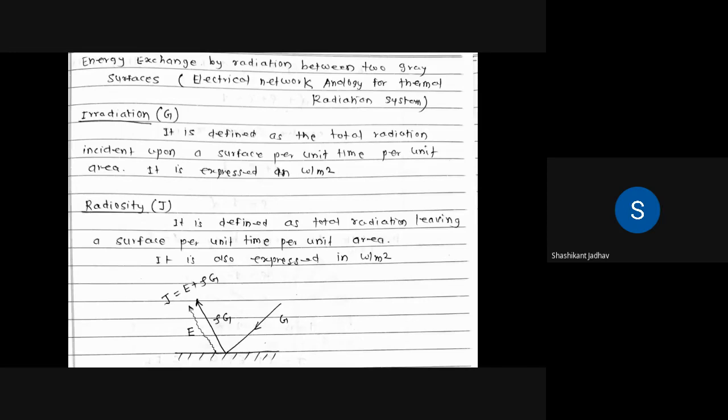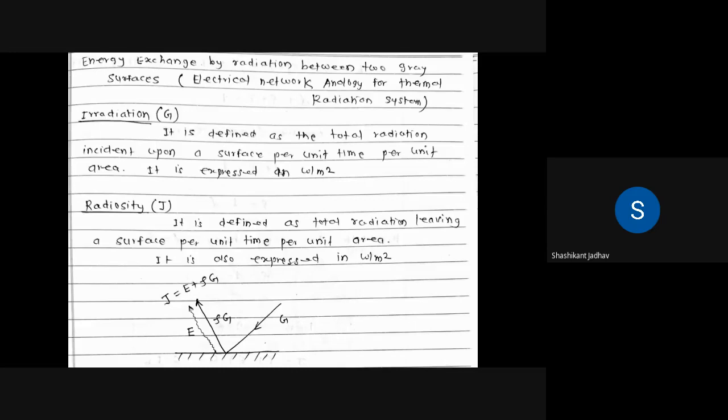Okay, so all of you draw this diagram. Make one surface, one straight line at the bottom side. On this surface radiations are incident, and that incident radiation is nothing but irradiation, and it is denoted by capital G. Whatever the radiation which is coming on the surface is denoted by capital G, and it is nothing but incident radiation.